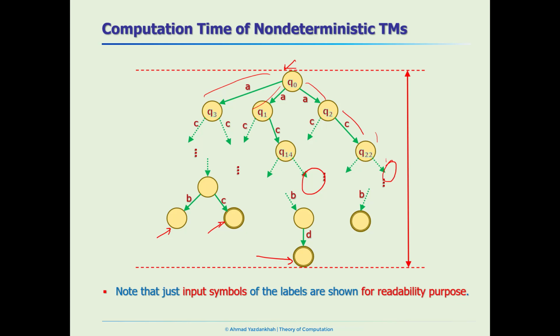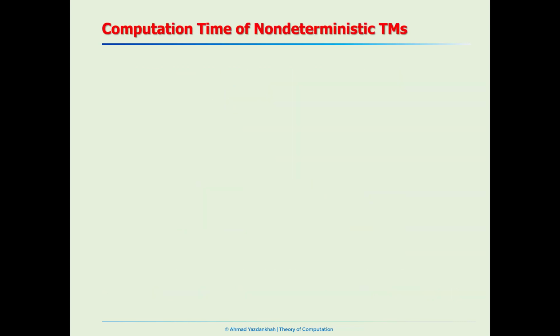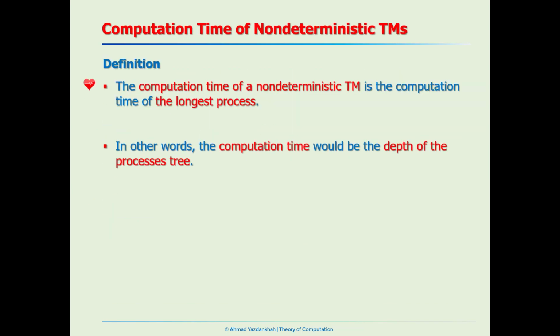So how can I define the computation time for this? Definitely you would say, okay, the longest one. Yeah, you're right. The longest one would be the computation time for non-deterministic Turing machines. In fact, the definition is that the computation time is the depth of that process tree.